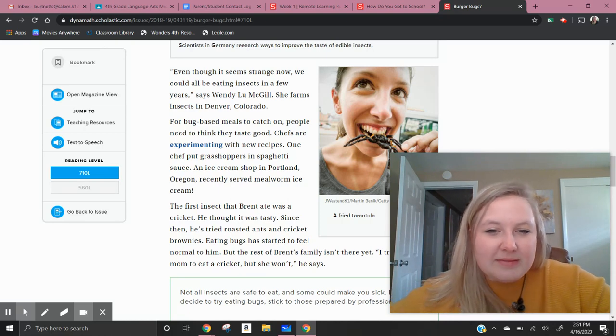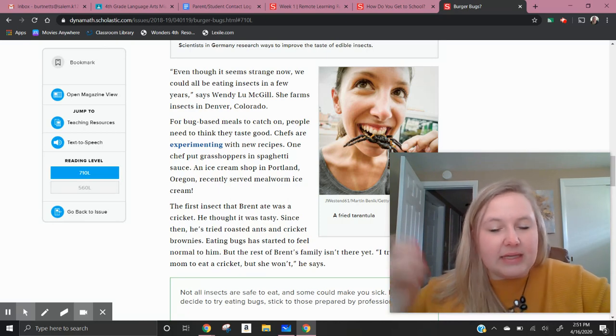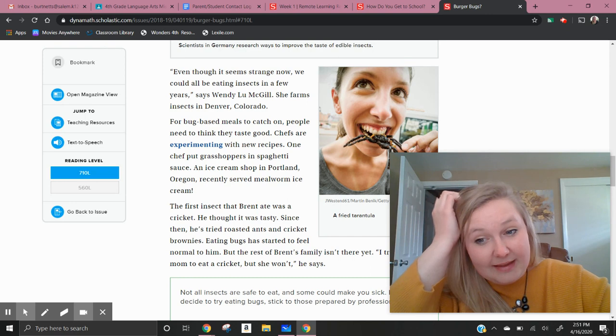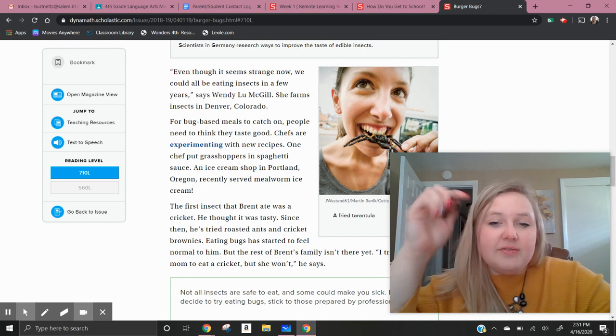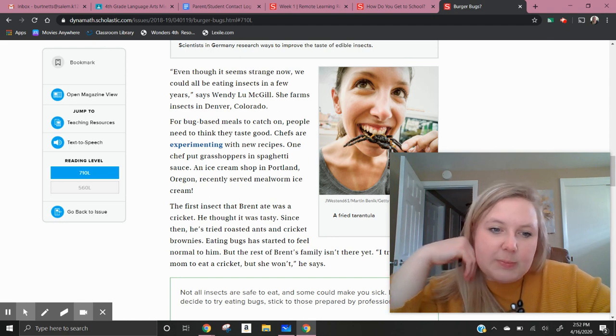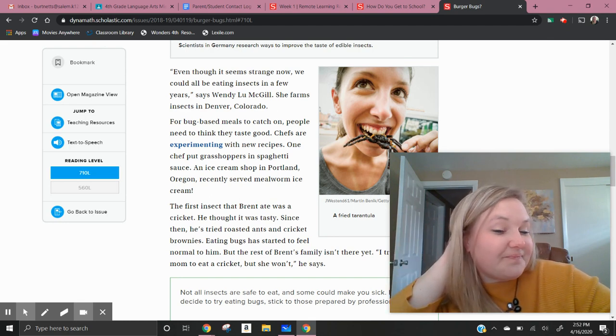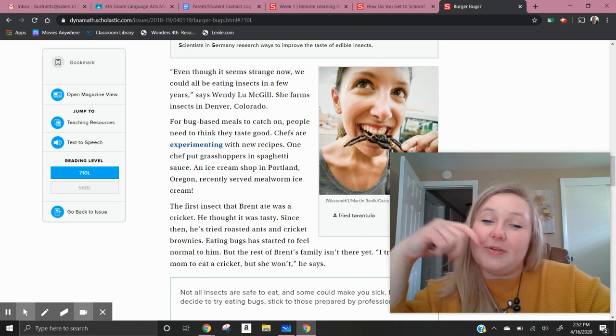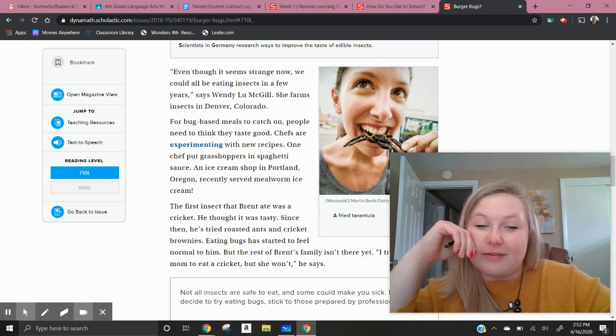For bug-based meals to catch on, people need to think they taste good. Yeah, they would have to taste good. Chefs are experimenting with new recipes. One chef put grasshoppers in spaghetti sauce. An ice cream shop in Portland, Oregon recently served mealworm ice cream.